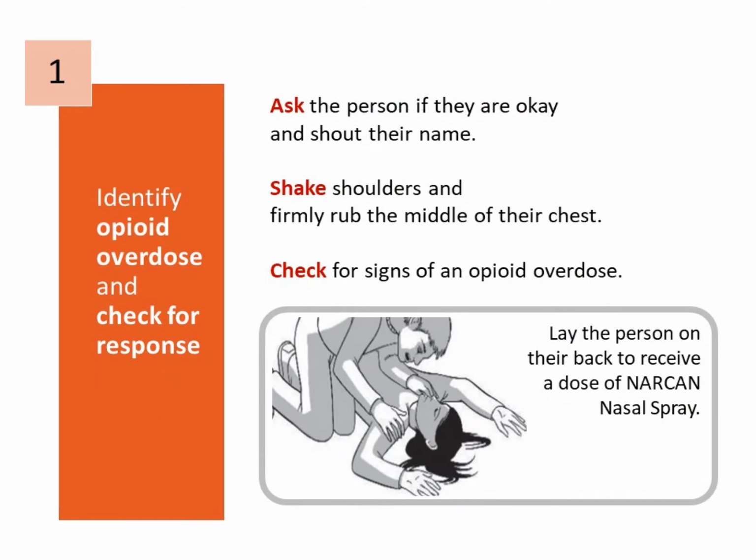First, identify if the person is experiencing an opioid overdose by checking if they respond to stimulation. You can shout their name, shake their shoulders, or firmly rub the middle of their chest with your knuckles. Also, check for other signs of an opioid overdose as previously mentioned, such as difficulty breathing or small pinpointed pupils. Once an overdose is identified, lay the person on their back to receive a dose of NARCAN nasal spray.